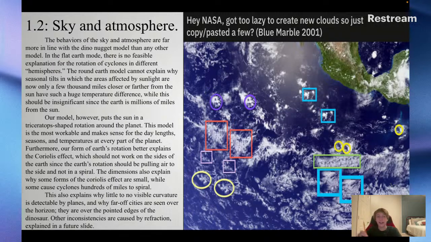Section 1.2, Sky and Atmosphere. Decided to include a little picture of NASA copy and pasting their clouds on the official Blue Marble 2001 image, couldn't even put in the effort to do their full CGI work. Oops, sorry, no spoilers. Now, 1.2, Sky and Atmosphere.